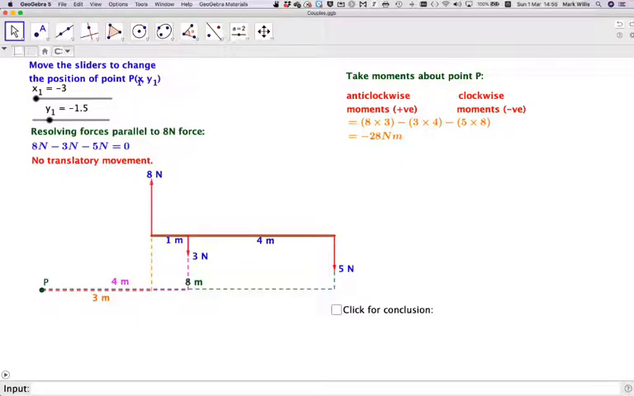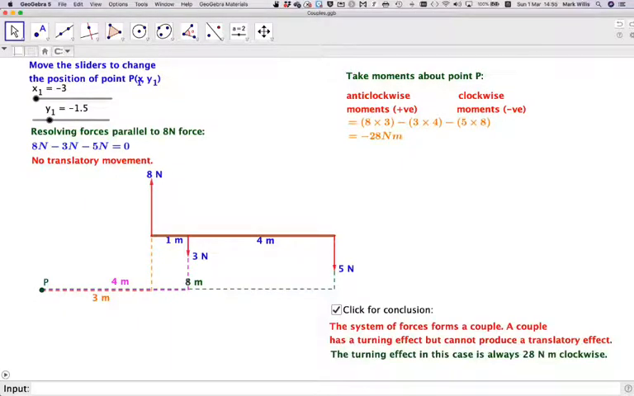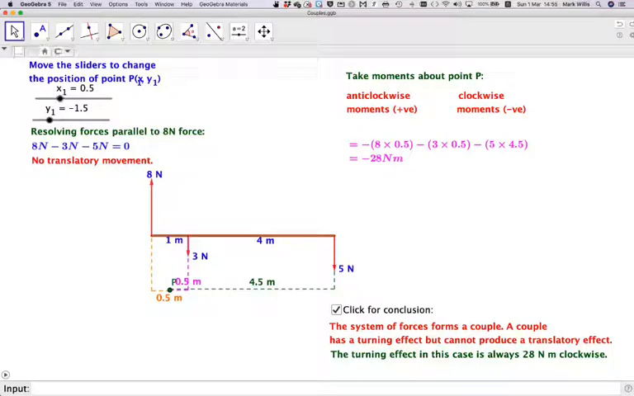So if we look at the conclusion here, a system of forces forms a couple. A couple has a turning effect but cannot produce a translationary effect. The turning effect in this case will always be 28 newton meters clockwise. Now if I move P to somewhere else, so just move the x coordinate first of all. Okay, we can still see it is minus 28.